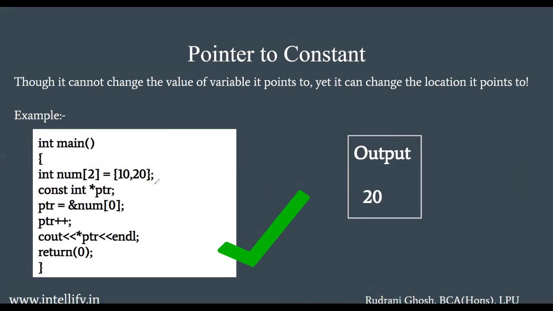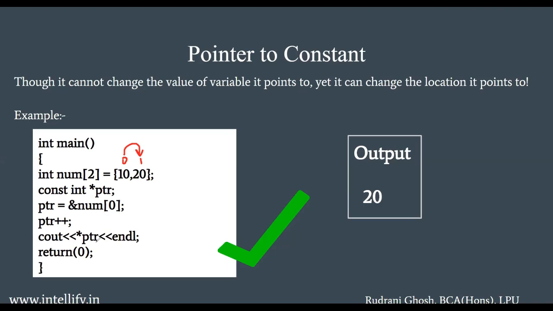This is an integer array of two elements. This is element at 0 and this is element at 1. We declare a pointer to a constant. We assign the address of the first element of the array to the pointer and then we increment the pointer. Once we increment the pointer from here, it starts pointing to the next location of the array. That means it traverses to the next location of the array, which is 20.